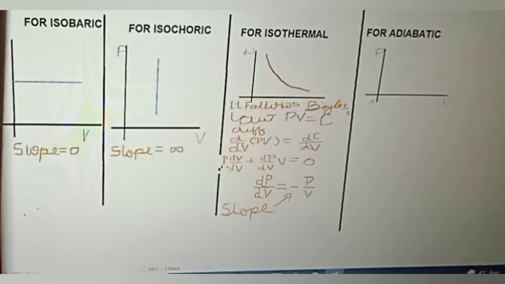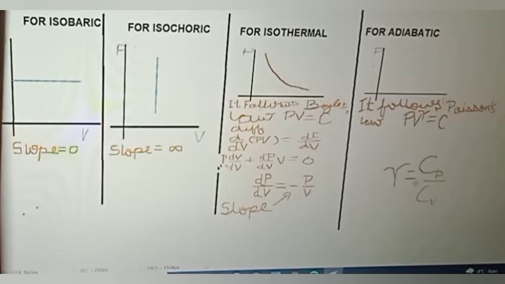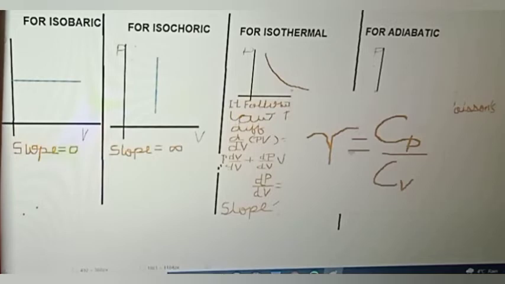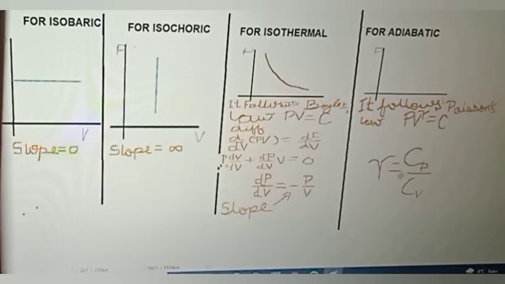So now let's move to the adiabatic process. The adiabatic process follows Poisson's law, and here we have Poisson's equation, PV to the power gamma equals constant. What is gamma? Gamma is Cp by Cv, that is the specific heat capacity of a gas at constant pressure by that at constant volume. So it has different values for different types of gases on the basis of their atomicity. I have covered it in a different video.